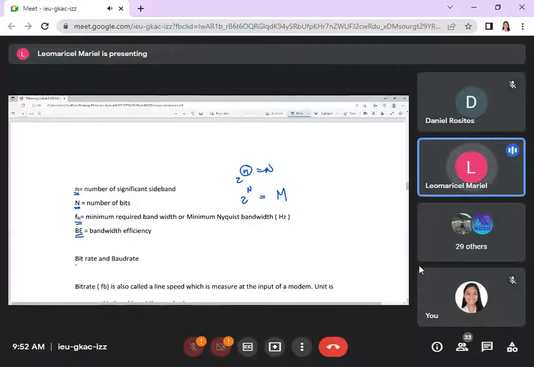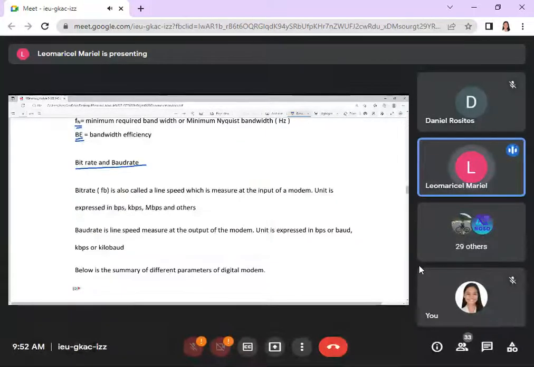So let us discuss bit rate and baud rate. Pag sinabi nating bit rate, sinabi ko na yon kanina, introduction. Pag sinabi nating bit rate or FB, FB kanina is your line speed din, no? Is also called your line speed, which is measured at the input of the modem. Unit is expressed in bps or the bits per second, kbps or the kilobits per second, mbps or megabits per second, pwede din gbps. While baud rate is the line speed measured at the output of your modem.